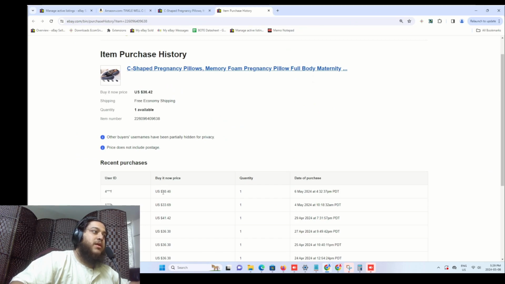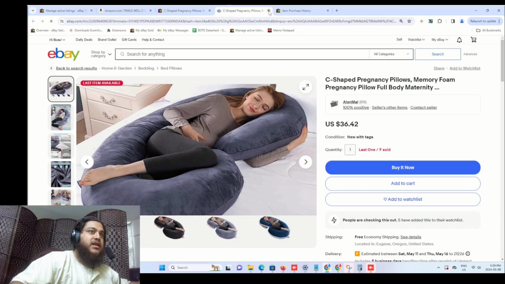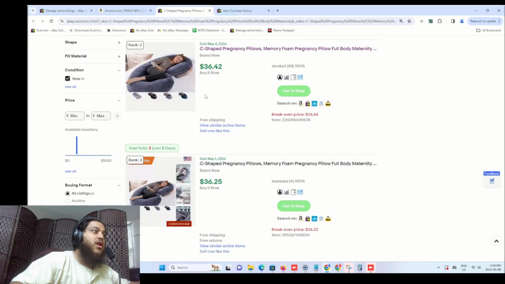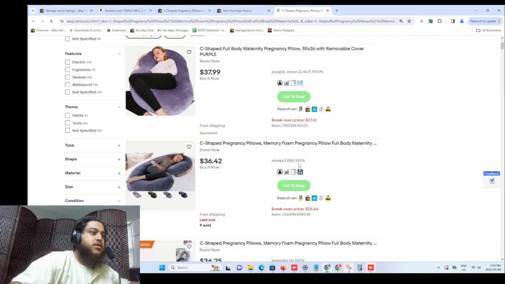So if he sold it at 30.40, he didn't sell it for 36.42, right? If I open it up, he's selling it now at 36.42, but he sold it at 30.40, and then the price on Amazon is 26. So we can't really compete with this, right? So let's see what other people are selling it for.